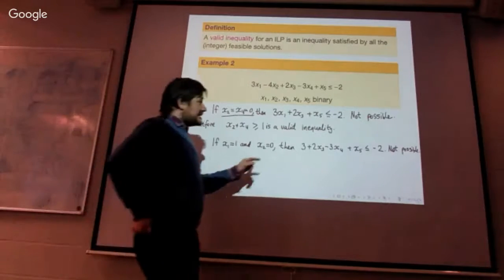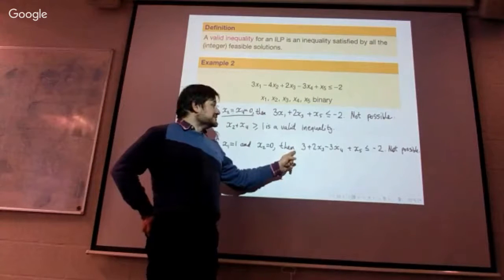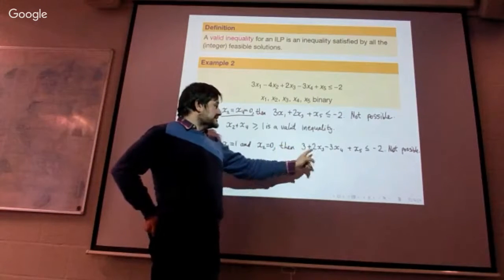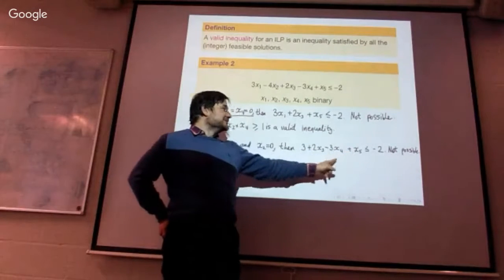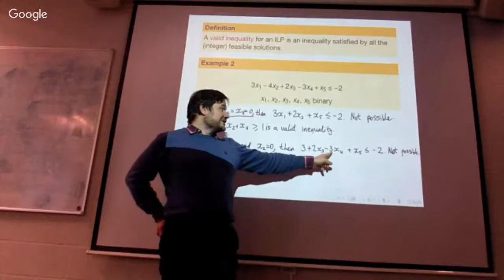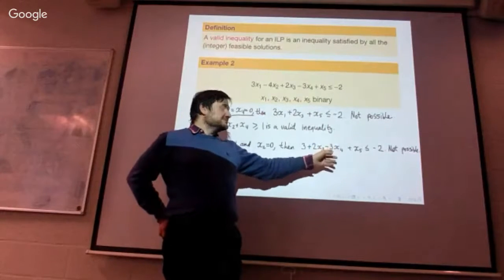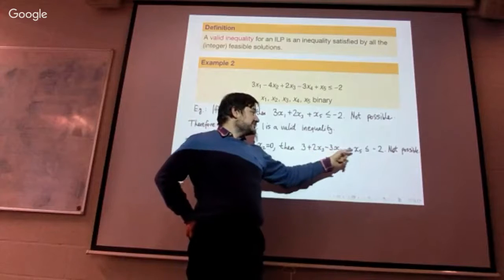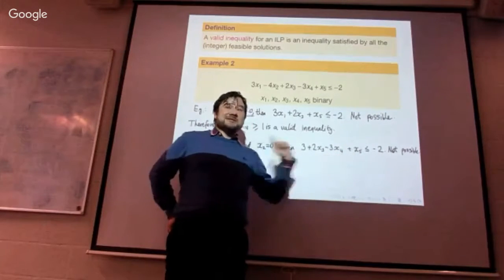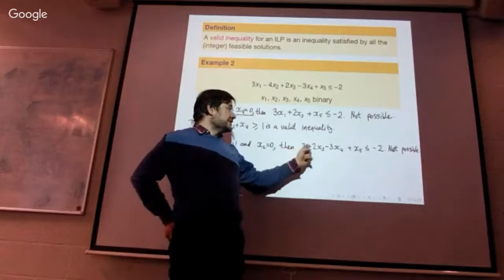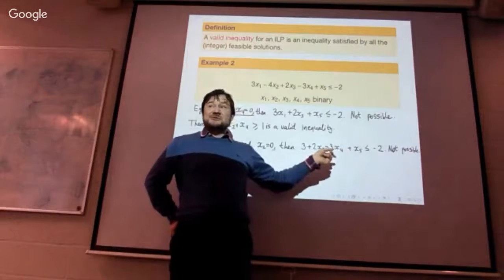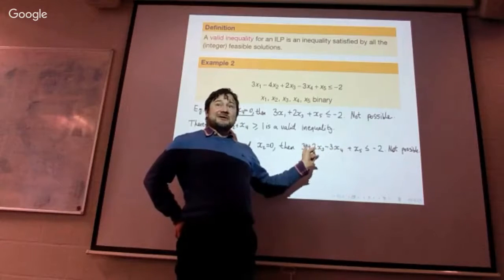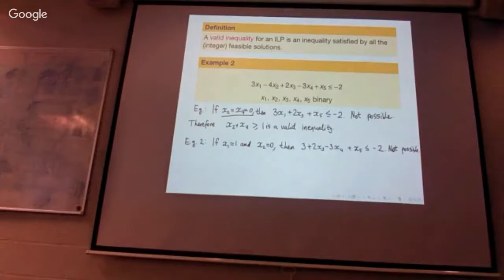Okay, so how could you make this less than or equal to -2? Well, the best thing you can do is set x3 to 0, and x5 to 0, and x4 to 1. Because if you set x4 to 0, then. But even if you do that, you're only getting 3 plus 0 minus 3 plus 0, which is 0. You're not getting something that's below -2. So there's no way of setting x3, x4 and x5 to get anything. Okay? So that's not possible. So what is the valid inequality that it gives us?